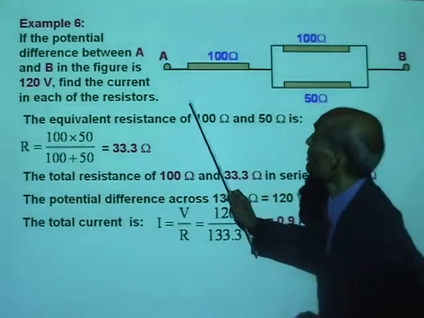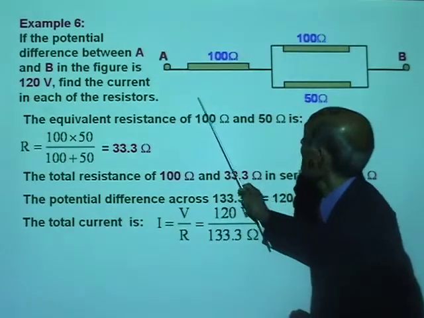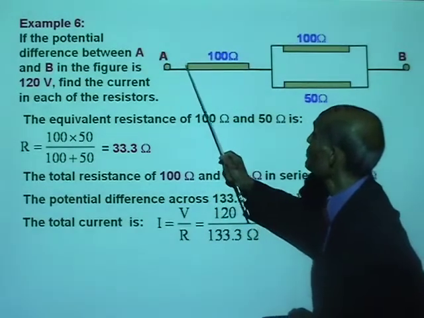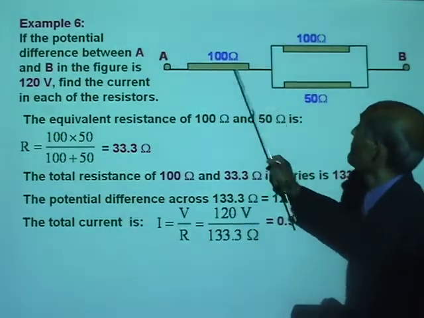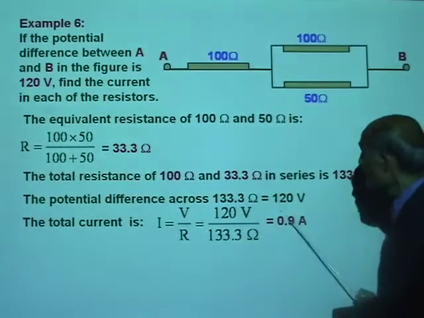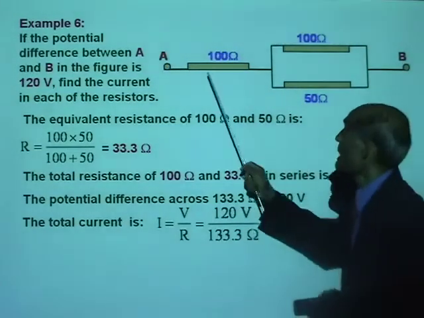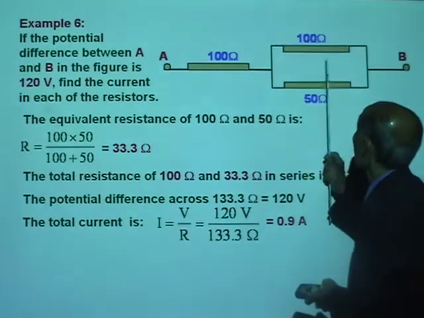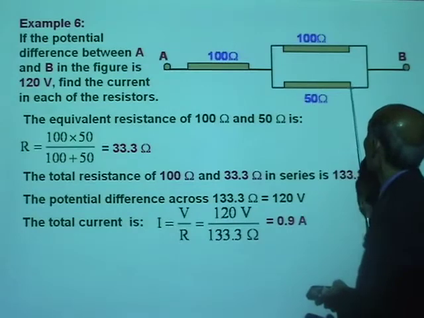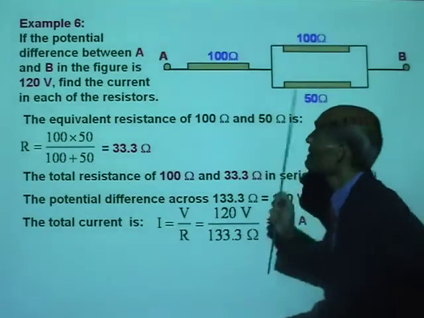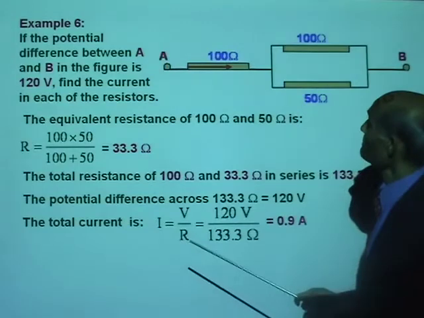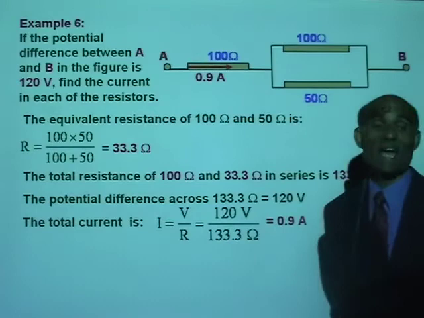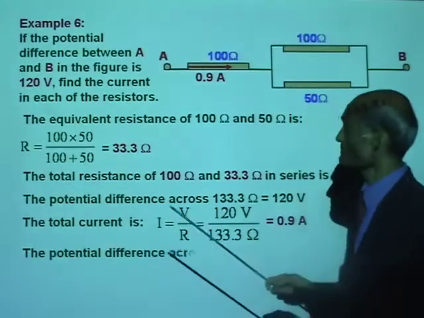That means the total current comes from the battery. It goes through the 100 ohm. That means the current in the 100 ohm will be 0.9. But when it comes to this point, it divides into one part through the 100 ohm, the other part through the 50 ohm. We need to find those. Alright, so the current in the series 100 ohm is 0.9 ampere, which is the total current.